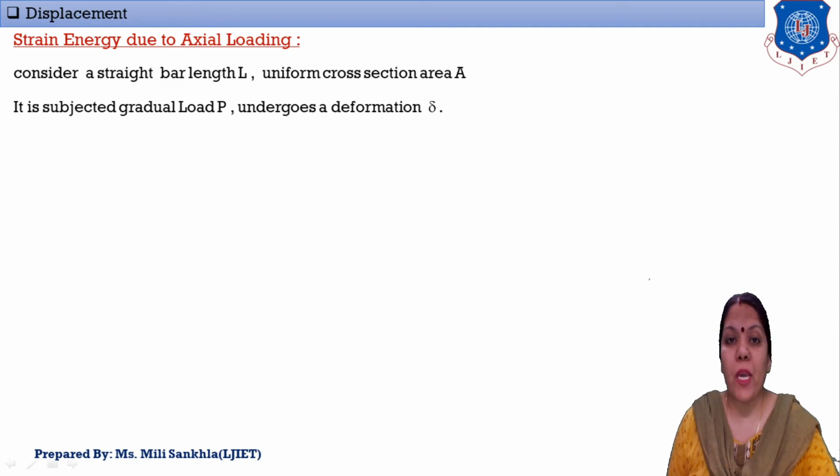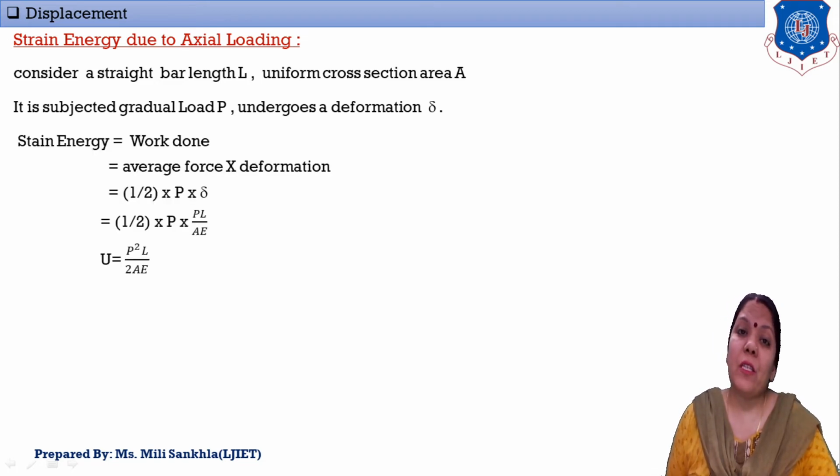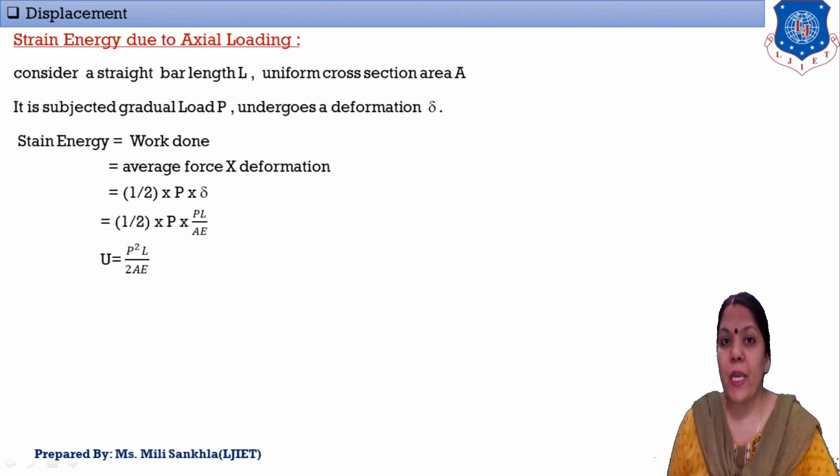Okay, now what is strain energy? Strain energy is equal to work done, and work done is equal to average force into deformation. Look at this. Work done is equal to the average force that acts on the body, and because of this our body is deformed. Now if we take force as an average, then we have to take 1/2. So 1/2 into P, and our deformation we take as delta. Delta we can take also, or del we can take also.